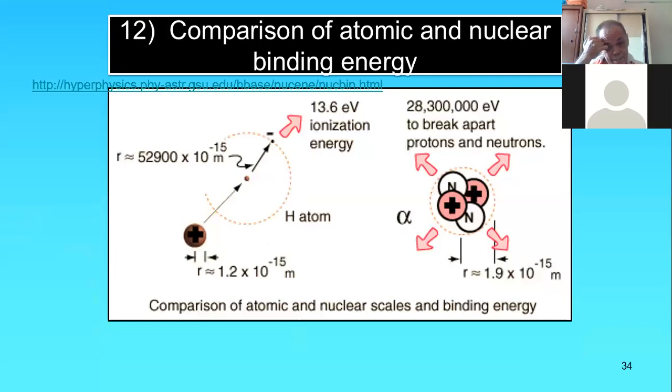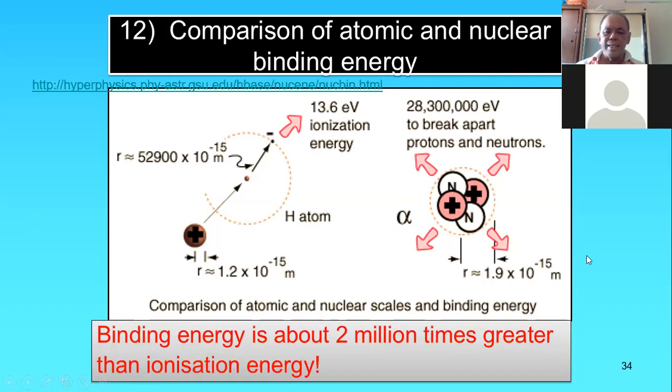Okay, let's compare atomic energy and nuclear binding energy. That means ionization energy. I can see the ionization energy for hydrogen is about 13.6, whereas when you break up the alpha particle, that energy is very large. It's about 2 million times greater than the ionization energy. So you can see that a lot of energy is available in the nucleus for us to use.